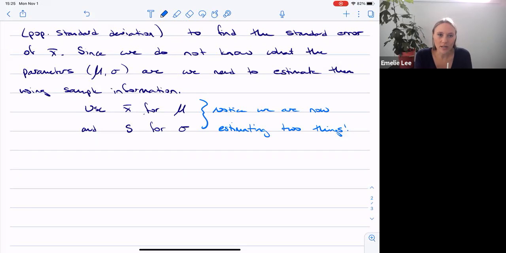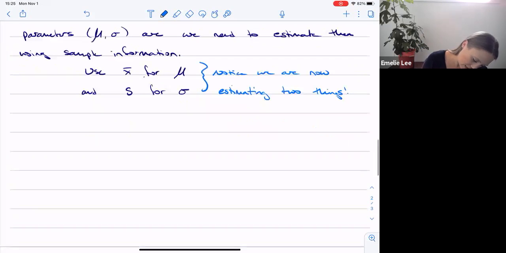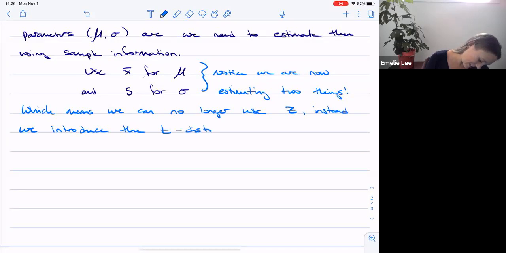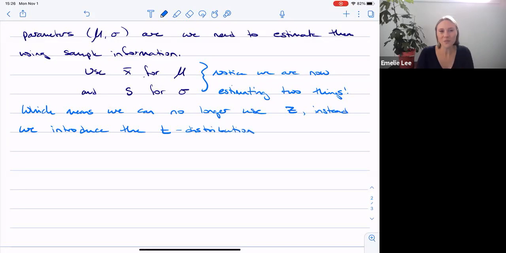So now we're estimating two things, which means we can no longer use Z. Instead, we introduce the T distribution. Most of you have probably taken stats, but I know there's a good chunk of you who are in my Stat 230, and we've seen that T table, right? So even if you didn't want to think about it coming, it's coming.